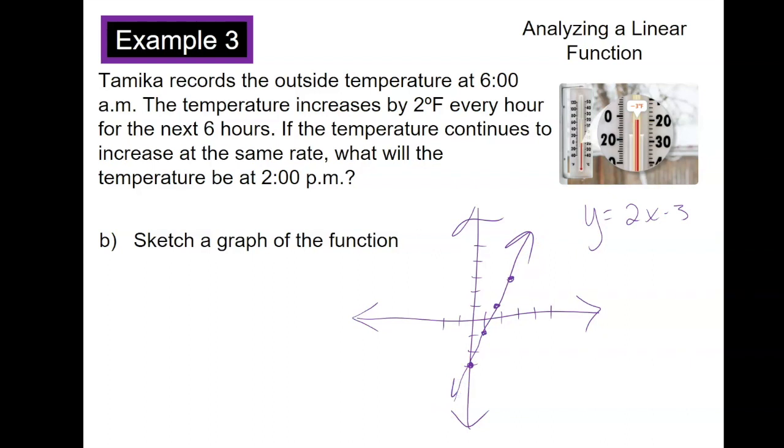This means the range of this function is the set of reasonable temperatures in Fahrenheit greater than -3. So our y values are reasonable temperatures greater than -3. Remember, y is range and x is domain.